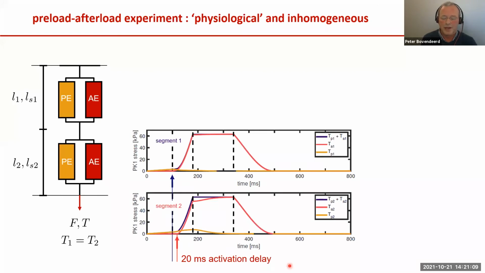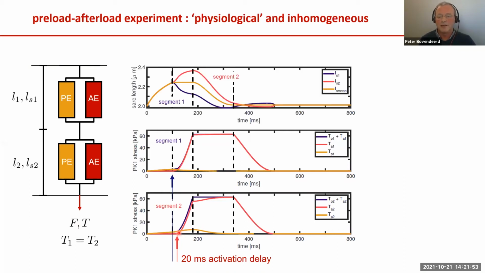And what I show you here is the effect of stimulating this second segment 20 milliseconds after stimulating the first segment. And as you can see here, well, the first phase, the passive loading phase, is identical for the two segments. But then this segment is activated. You see the development of active stress. But this segment, the second segment, cannot yet develop active stress. And still this condition of mechanical equilibrium should hold. So this means that the increase of active stress in the first segment should be counteracted by an increase of passive stress in this second segment.